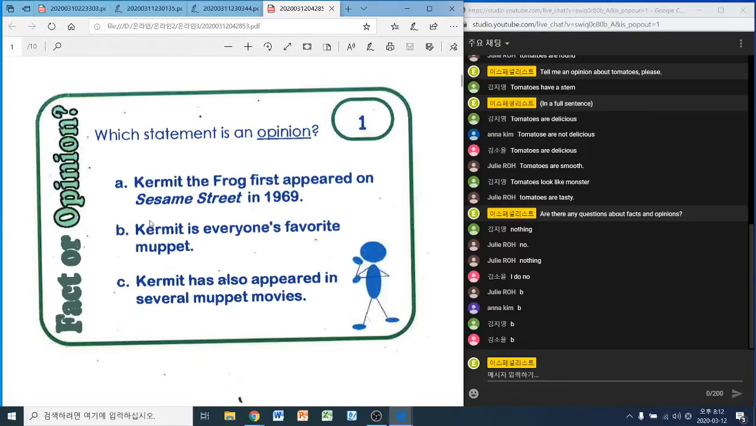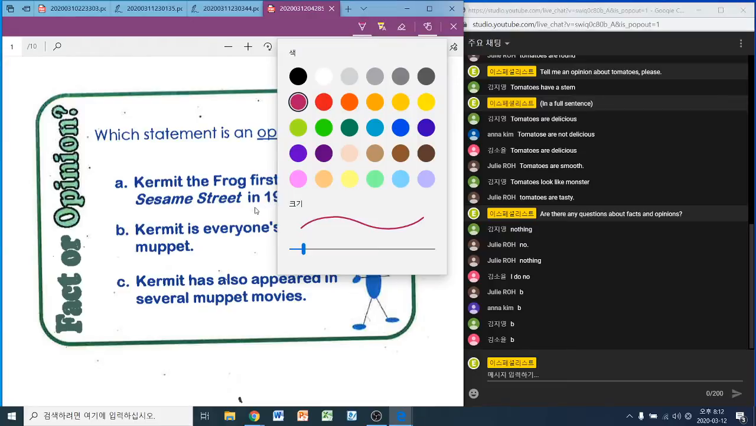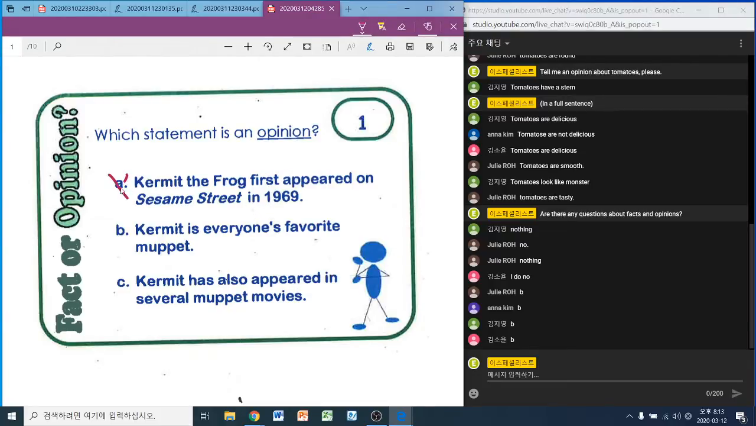First appeared on Sesame Street in 1969. I don't know if this is true or false, but I can check, right? Because I can check it, I know that this is a fact. This is a fact because I can check. I can look up when Kermit the Frog first appeared on Sesame Street, and I can check, so it's true.